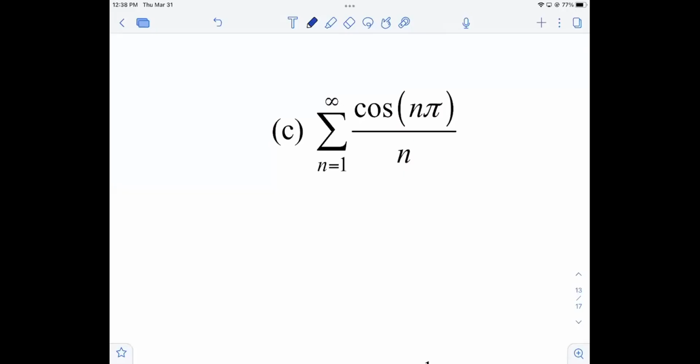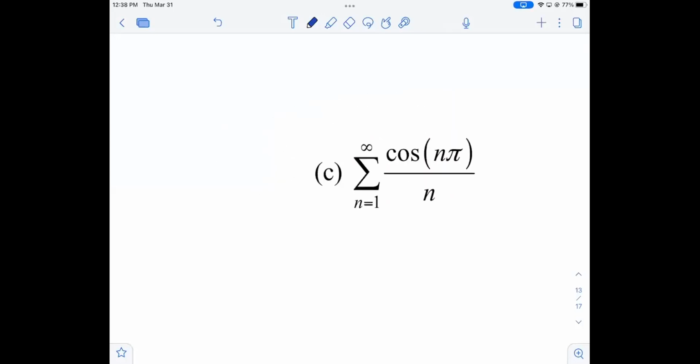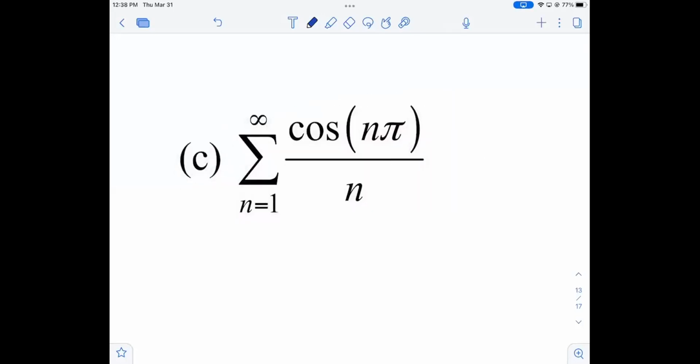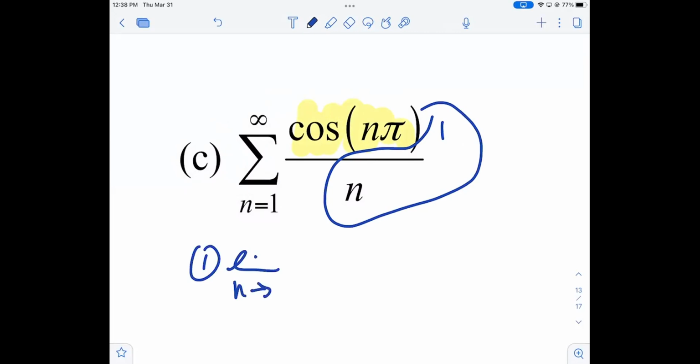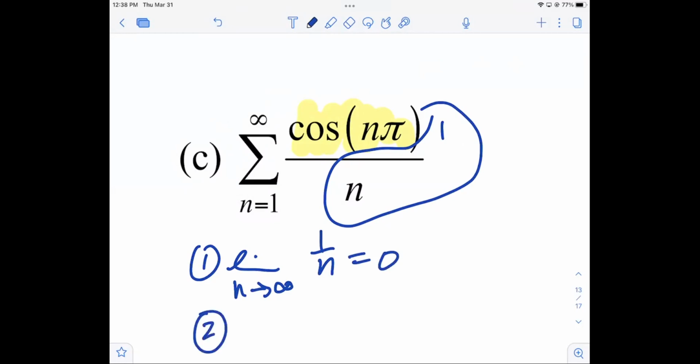All right, so circle what's left. Okay, good. Get rid of the alternator, cosine of pi n, and what's left? You get 1 over n. What do we do? Number 1, what's the limit as n goes to infinity of 1 over n? It does go to 0. So now we move on to number 2.